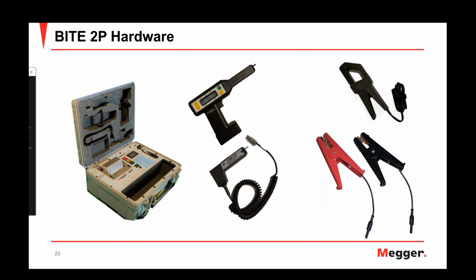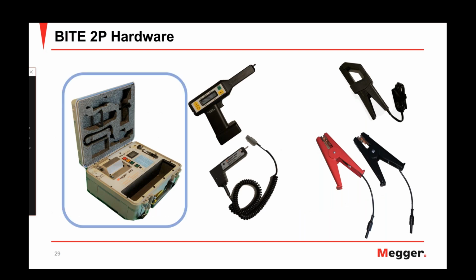So now let's look at the hardware for the BITE 2P. First we have the current transmitter, and the current transmitter is used to inject current across the string, charge the receiver before the test, and print our test results. When you're using the transmitter, it's imperative that we make sure that we have a good, reliable 120 volt, 60 hertz power source.